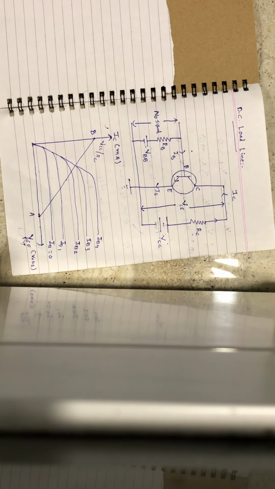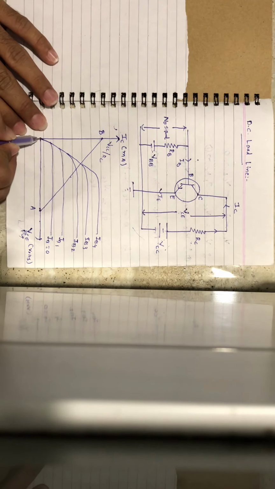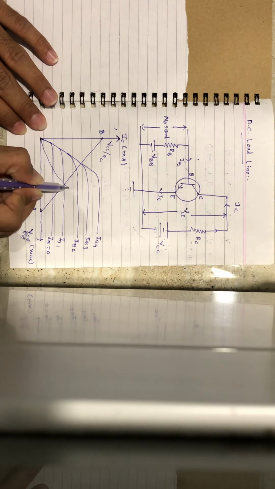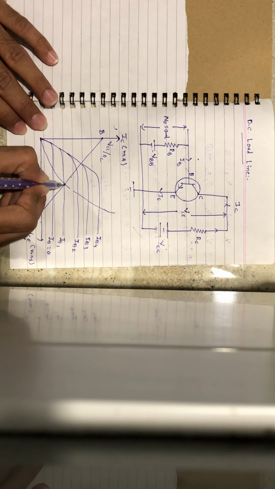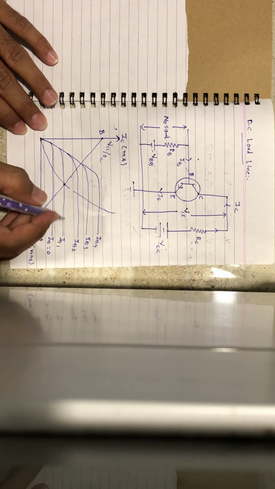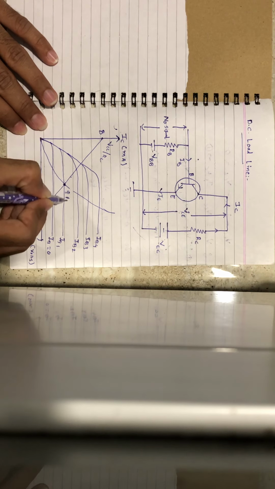Clear? Okay. Now there is no such difference with the AC load line. If I draw the AC load line like this, then whatever the intersection point between the DC load line and AC load line is known as the Q point. The Q point of the AC load line and the Q point of the DC load line are both the same.